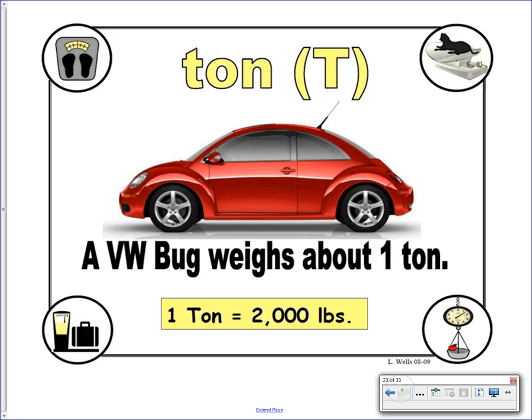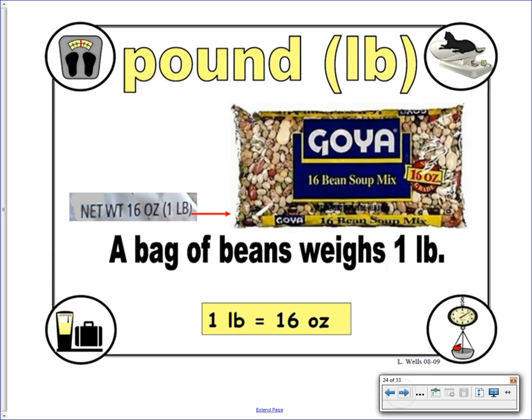Let's talk about weight. We've got a couple choices here. We've got ton. A ton is like a Volkswagen Beetle, which weighs about 1 ton. Any car, about 1 ton. And 1 ton is equivalent to 2,000 pounds. Pound. A bag of beans weighs 1 pound. 1 pound equals 16 ounces.